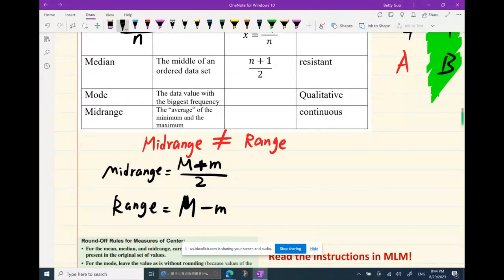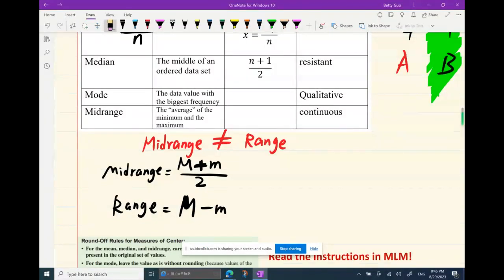They sound similar too. Mid-range is a measure of center, so we learned today. Range is a measure of variation. We are going to learn on Thursday. That's the first difference. The second difference is the formula. Mid-range is the average of the maximum and the minimum. And range cares about the ballpark from the smallest to the biggest. It describes the variation of the data set. So they are used for different purposes. So do not mess them up.